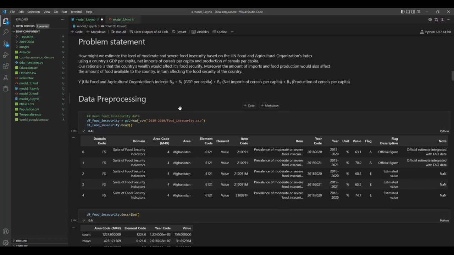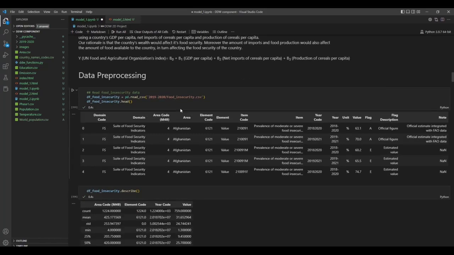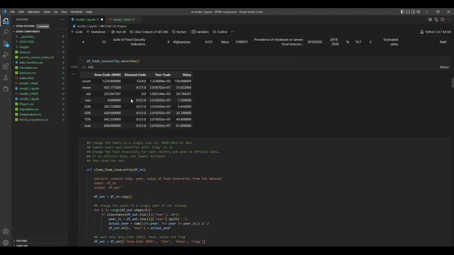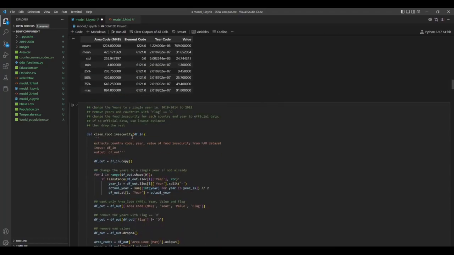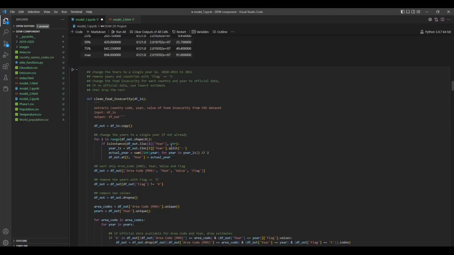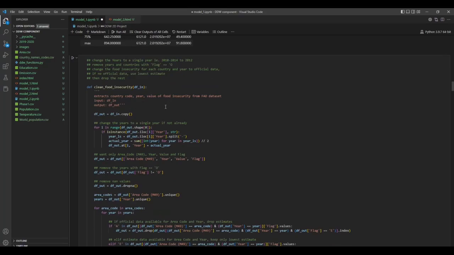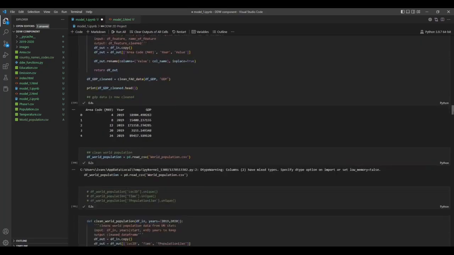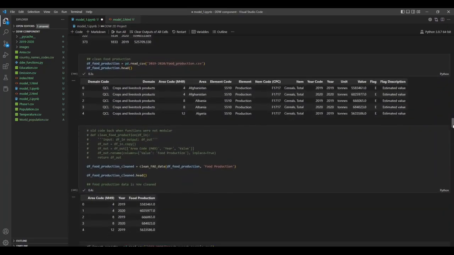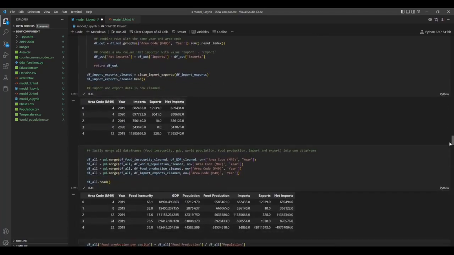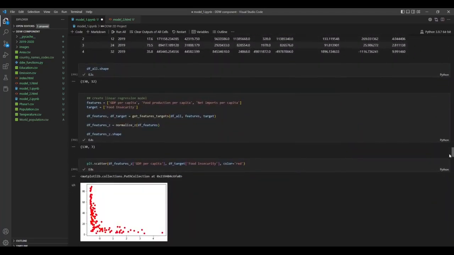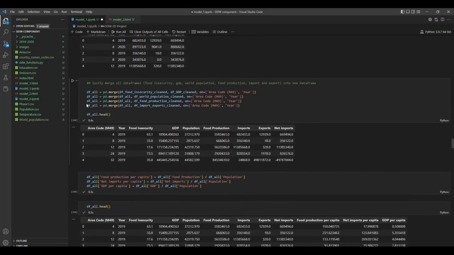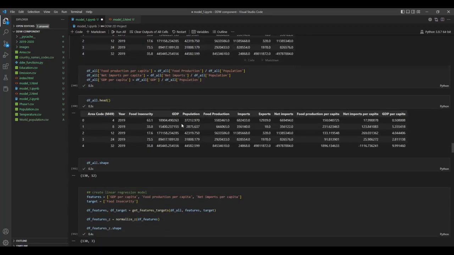So we got our data from the FAOSTAT website and we pre-processed it. For example, cleaning up the food insecurity data, we had to extract the year and the values, and then we put it all into a data frame. So after extracting all the data that we wanted, we put them all into a single data frame. We merge them all together by the area code and the year.